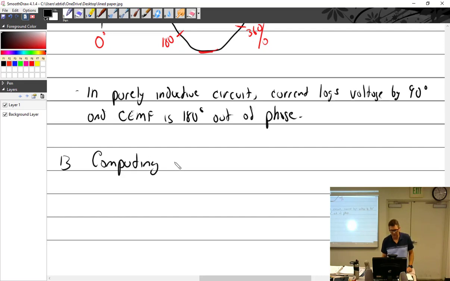Computing inductance in a circuit. Well, here's some good luck for you. It is done exactly like resistors.